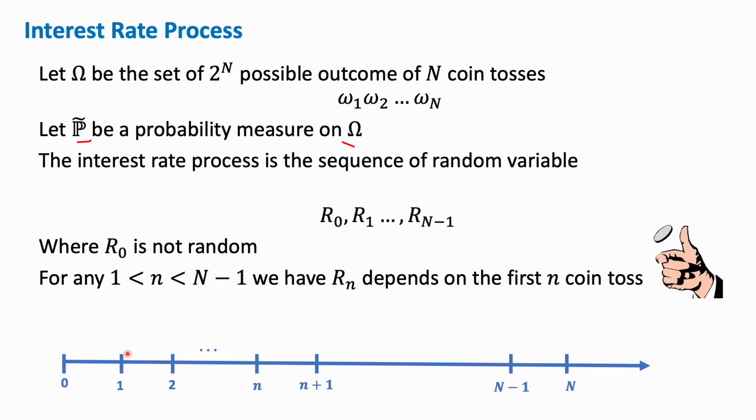Because we get the coin tosses from time 1 to find the interest rate that is going to be for an investment from period 1 to period 2, and R2 is the investment from period 2 to period 3. So you're going to toss the second time. That's going to impact that. And so that's what we have basically for the definition of the interest rate process.